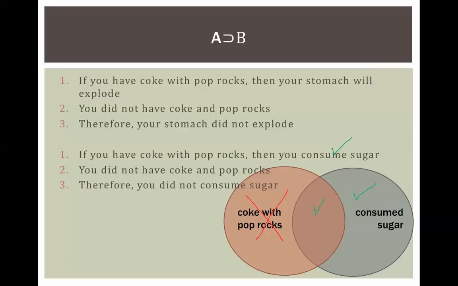If you have Coke with Pop Rocks, then you consume sugar. You did not have Coke with Pop Rocks, therefore you did not consume sugar. That clearly doesn't make sense, right? There are plenty of ways to consume sugar. So this is another fallacy. People deny the antecedent. They say not P, and then they think they could say not Q. Right? A very common mistake, by the way. A lot of people make that mistake.